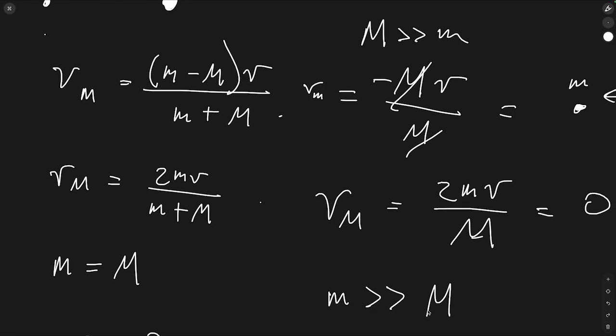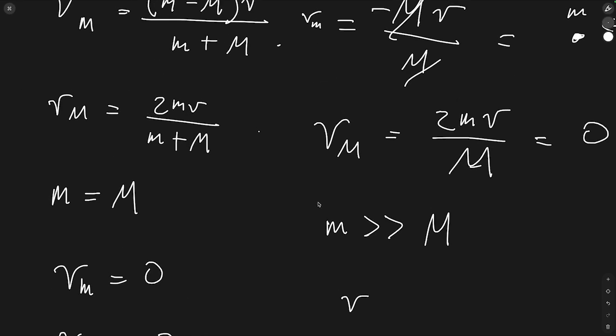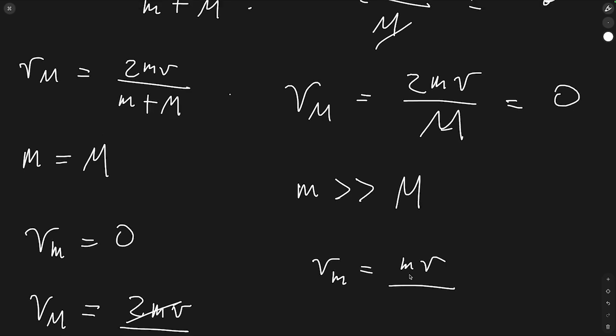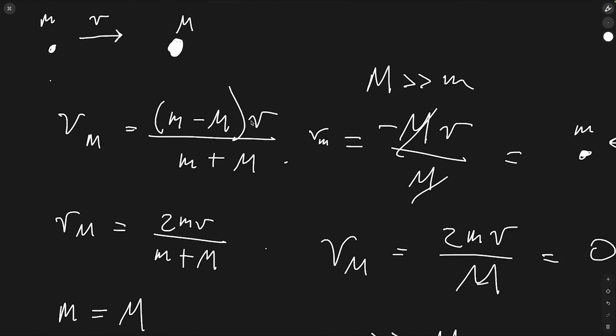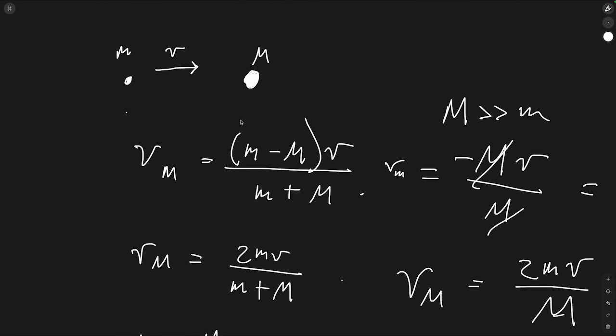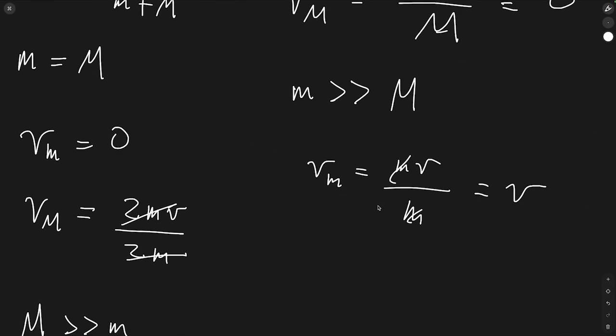If little m is much greater than big M, then this factor, big M, is basically 0, so that's going to be little m times v. So this is little m times v over basically little m, right? And that is v, which makes sense. It didn't really get phased by big M.